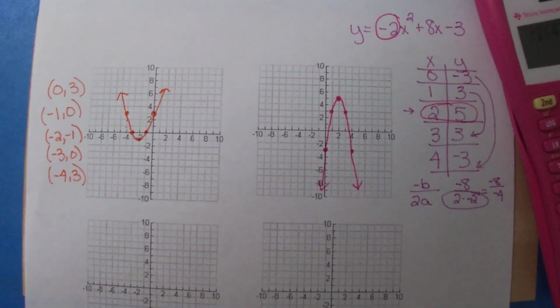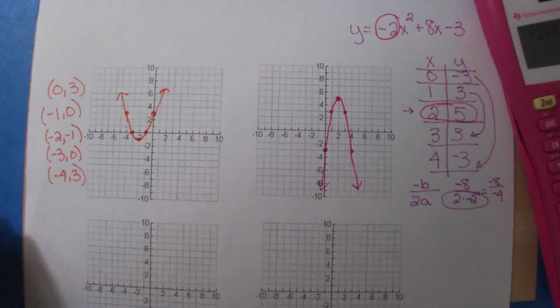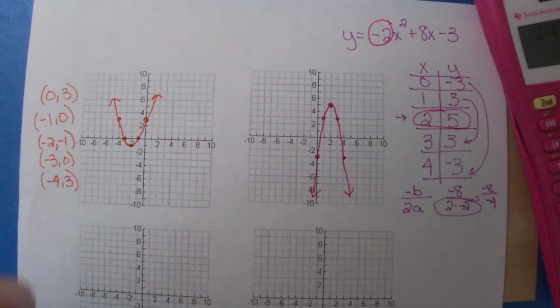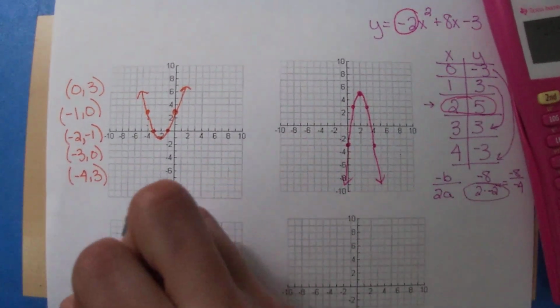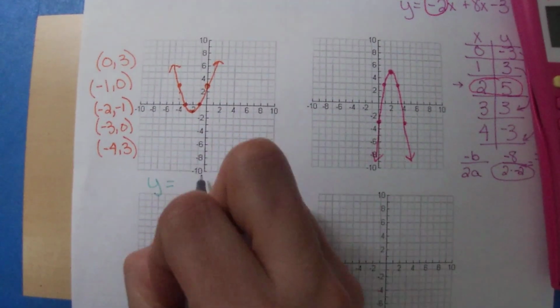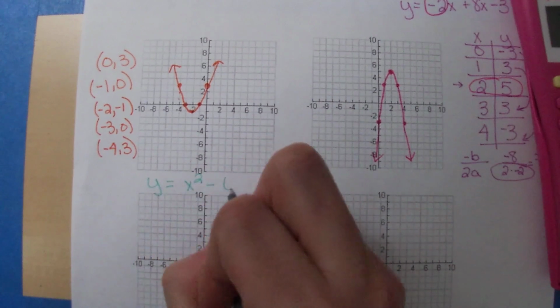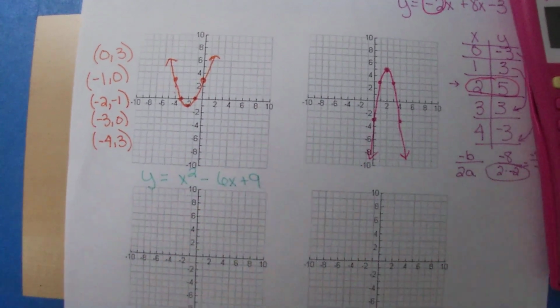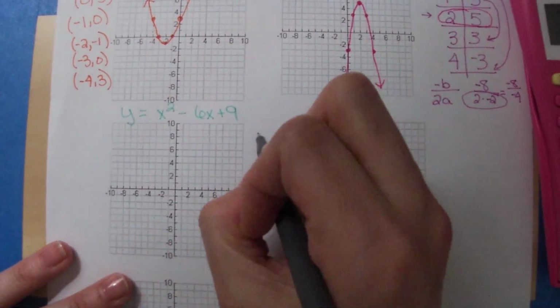Okay. I just want to look at one more just to make sure we're okay and we understand the process. So let's say we want to graph y equals x squared minus 6x plus 9.